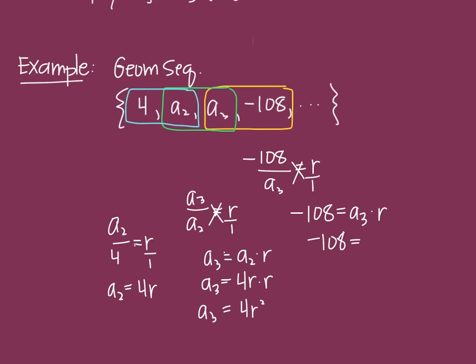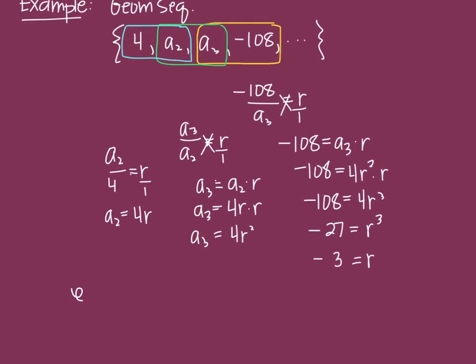And so a sub 3 is 4r squared and then times another r. So we're looking at 4r cubed. Now if I divide both sides by 4, I get negative 27 equals r cubed. And if I apply the cube root to both sides, then r by itself turns out to be negative 3. So now I know that the multiplier between each of these terms is negative 3.